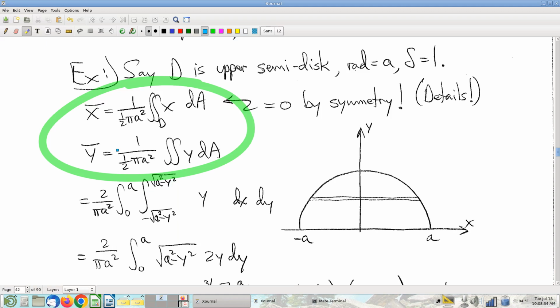Now, good news on the computations. This one here, 0 by symmetry. Gotta love it when that happens. By the way, this happens a lot. I like to point this out because I think it's persuasive.